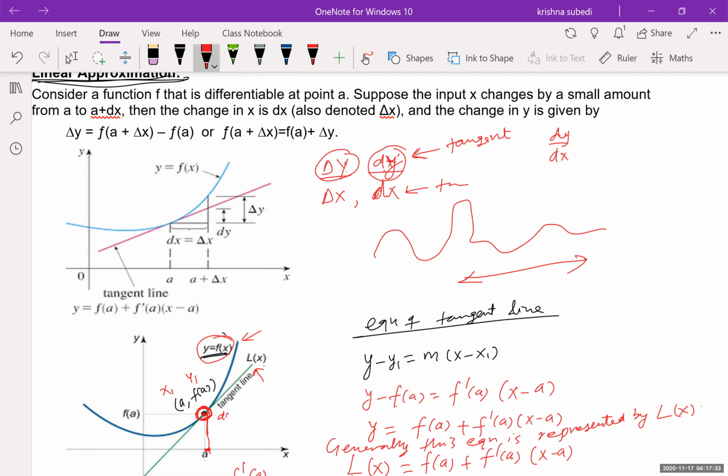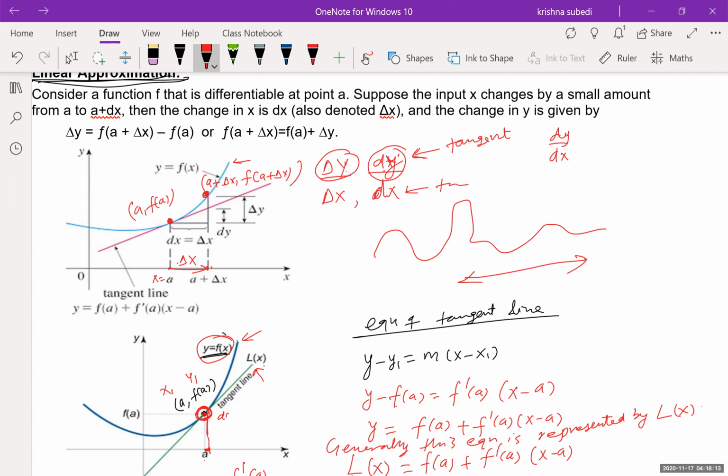And delta y means actually the change in y, the real change in y. So look at this figure. The function is represented by the blue line and the tangent is represented by the red line. And we consider a point x equals a here, which means this is a and f of a. And now let me go delta x further on that. So this point is a plus delta x. Now this value will be a plus delta x and f of a plus delta x. So that is the point.